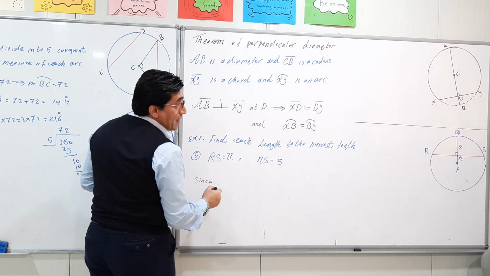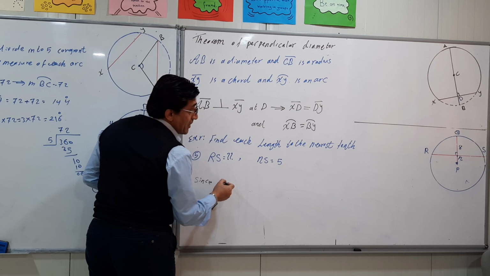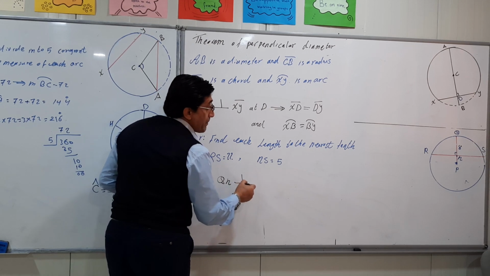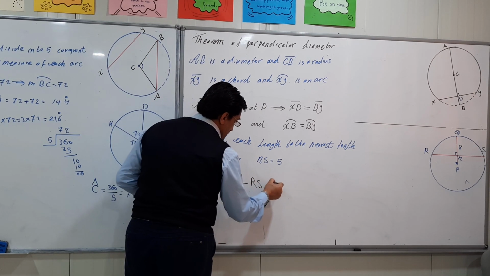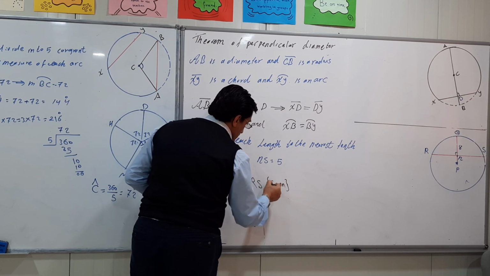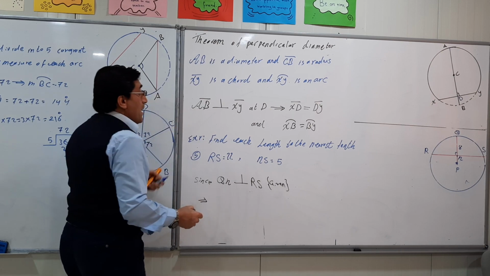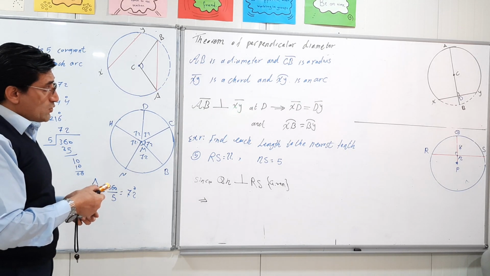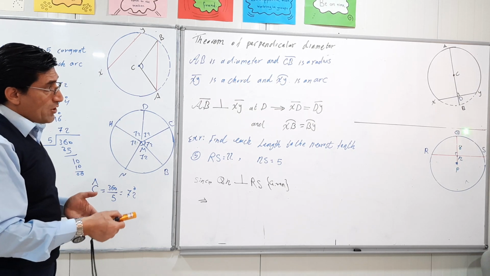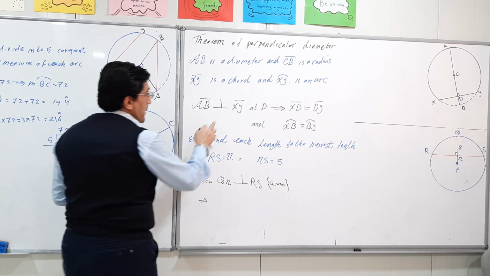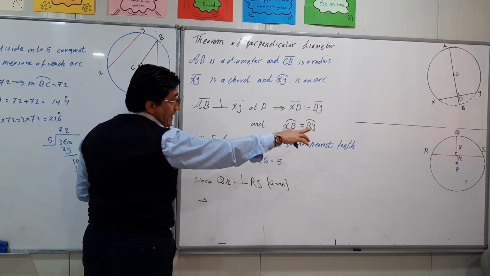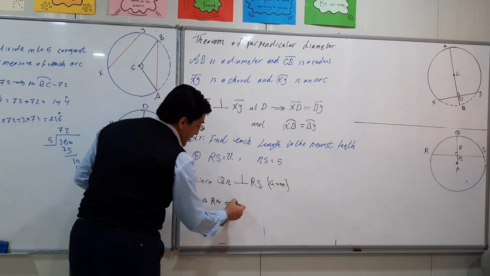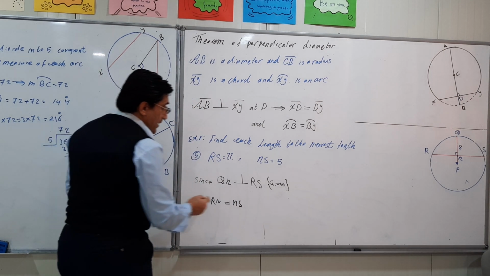Use this theorem. Since QN is perpendicular to RS, as given, when a radius or diameter, for example QN or QP, is perpendicular to RS, then XD equals DY. That means RN equals NS. And NS equals 5 is given.